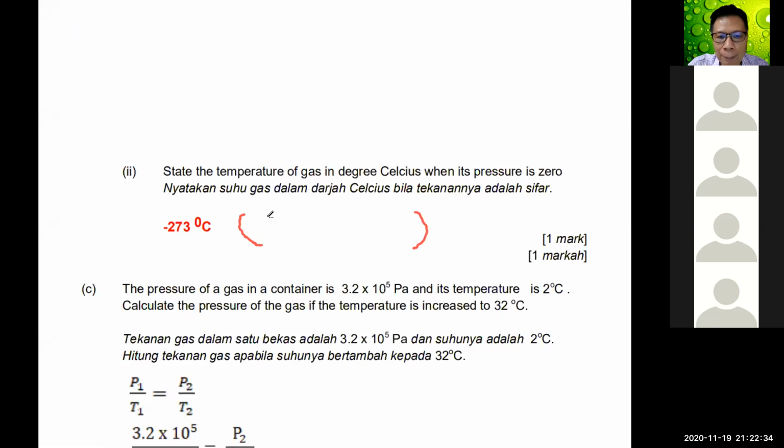This one is absolute 0 temperature, absolute 0. Absolute 0, not absolute temperature. Wait, different one. Absolute temperature refers to Kelvin only. When this one is negative 273, this number refers to absolute 0 degree. Okay, absolute 0.